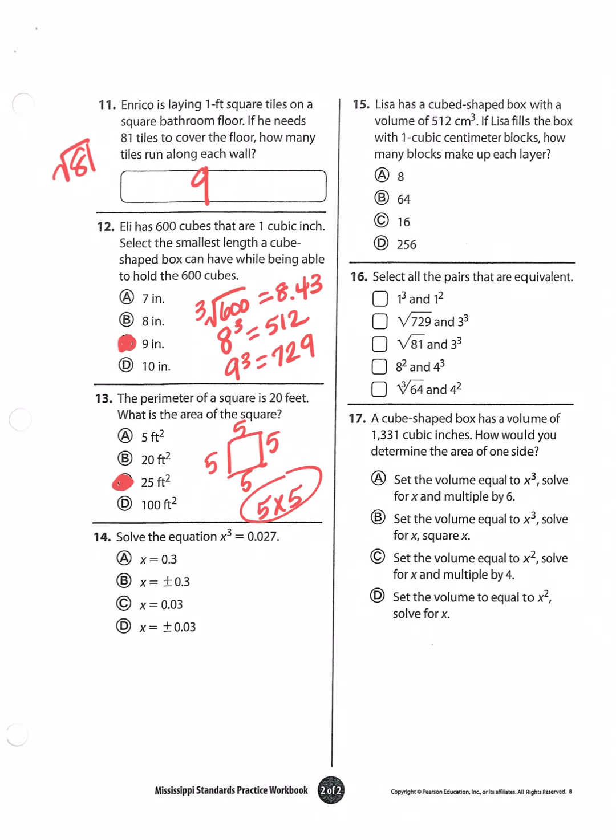Number 14, solve the equation x cubed equals 0.027. That would be the cube root of 0.027. And the cube root of that would be 0.3, and it's just positive A.